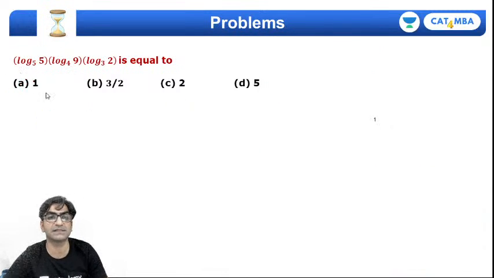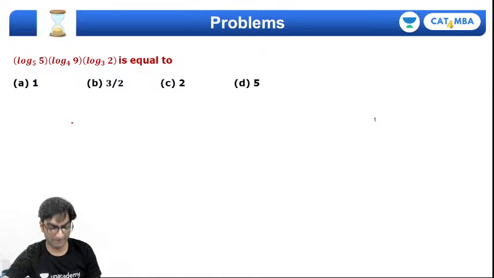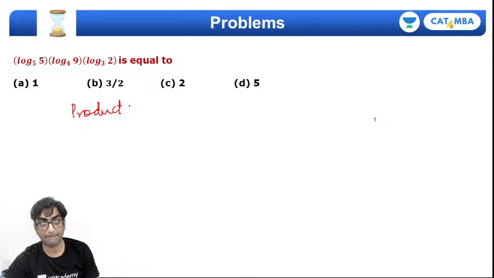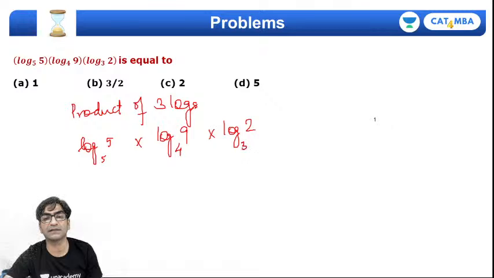Right? I think this one is what you are not getting, right? सबसे पहले you should notice that the first thing you'll notice is that this is a product of 3 logs. So this is like log 5 in the base 5 into log 9 in the base 4 into log 2 in the base 3, है ना.